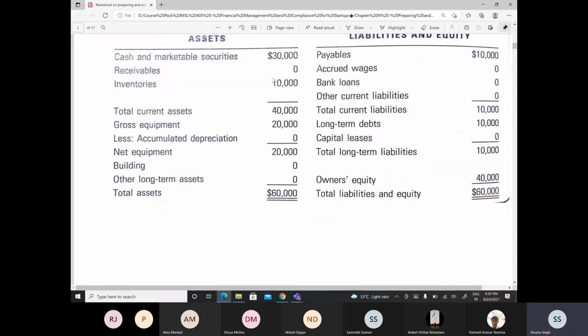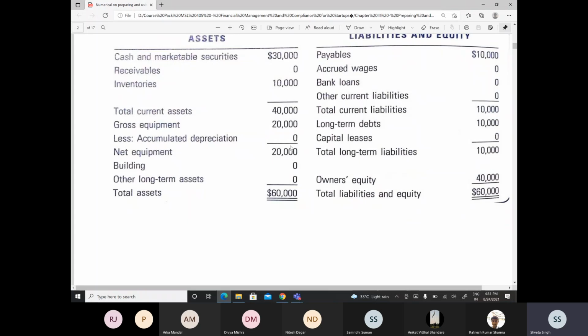On the asset side, the owner has basically, of the $40,000 that was there, 30,000 still in cash and marketable securities. We don't have any receivables, so that is 0. We have inventory of $10,000, which the owner has bought on credit. So total current assets are $40,000. In this, we have gross equipment that we have purchased of $20,000, less accumulated depreciation of 0.